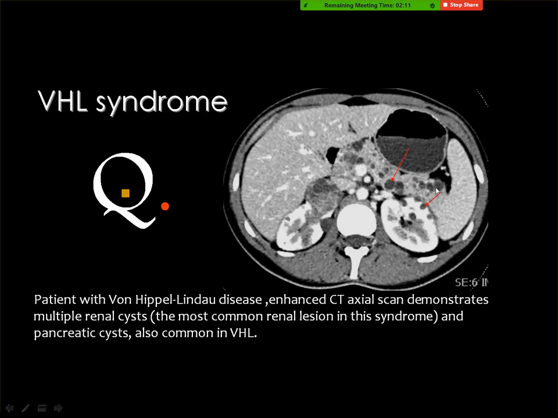And if you see multiple cysts in the pancreas, in any cysts elsewhere, as well as masses and so on, you think of von Hippel-Lindau syndrome.